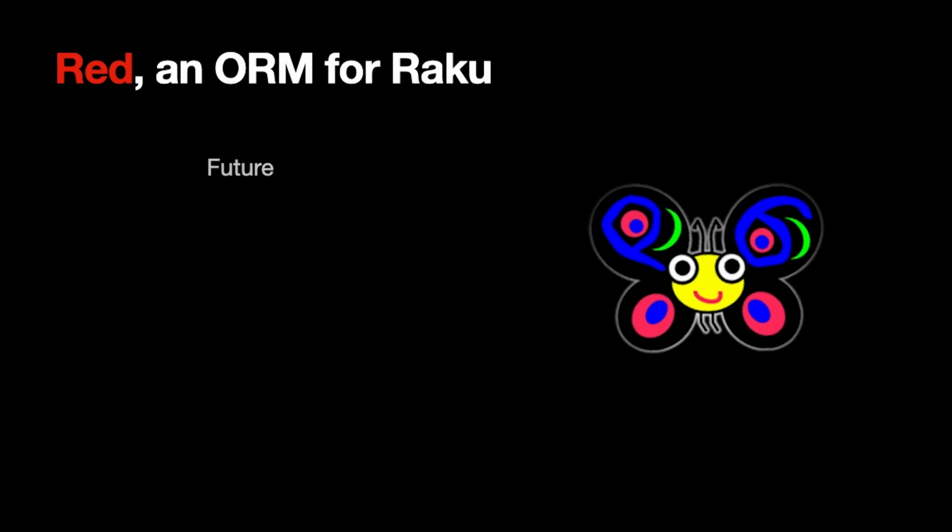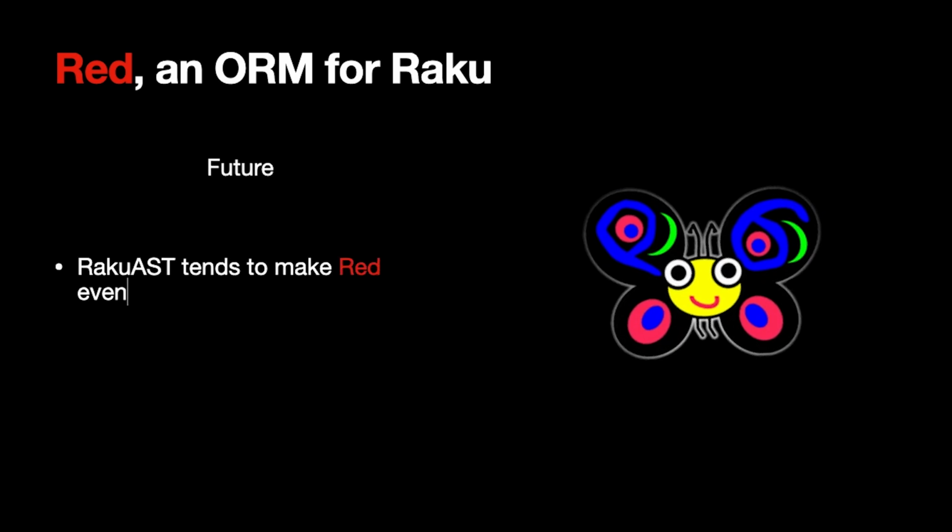And what about we are thinking on filters of Red? It's very hard for Red to understand what's going on inside grep and map blocks to convert that to SQL. With Raku AST, that tends to become much easier. I'm looking forward to implementing the usage of Raku AST on Red.